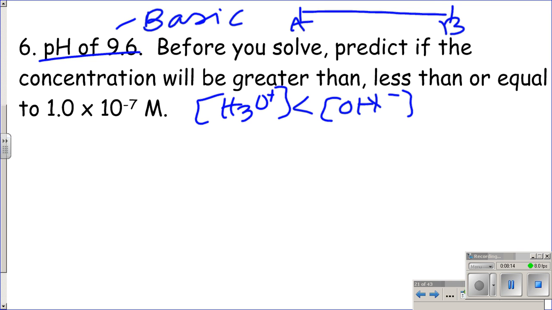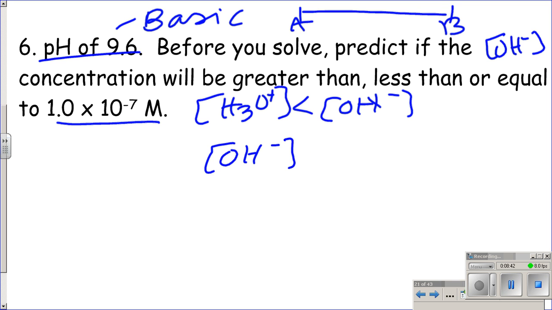Okay, at neutral, what were their concentrations at neutral? 1 times 10 to the negative 7th, right? Because 7 is pH of 7. So at neutral, they're this. So, which concentration will be greater? That's probably what you're trying to find. Will the OH concentration be greater than, less than, or equal to that? So the OH concentration will be greater than 1 times 10 to the negative 7.